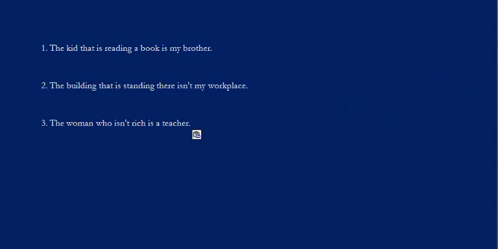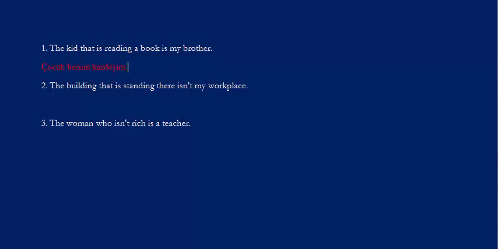So the first sentence was, the kid that is reading a book is my brother. And so if we do that, I'm gonna use maybe red. Yeah, this is readable, I guess. So the kid that is reading a book is my brother. Now this "that is reading a book" is going to be my subclause. So the main sentence is the kid is my brother. So that's going to be çocuk, the kid is my brother, benim kardeşim.